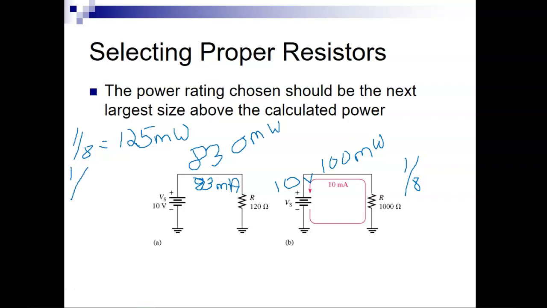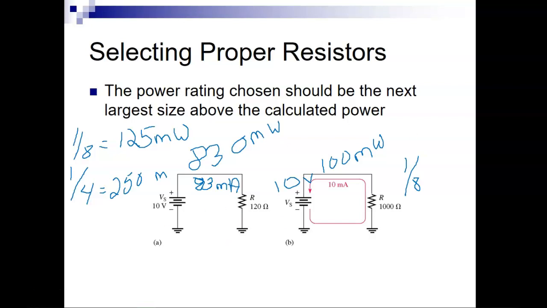Next, we can go up to a quarter watt, which is 250 milliwatts. That's still too small, right? I could technically use it for B, but it'd be too big, right? So it'd be a very dim light, right? The bulb's too big, you can't put enough power to light it. Does that make sense?